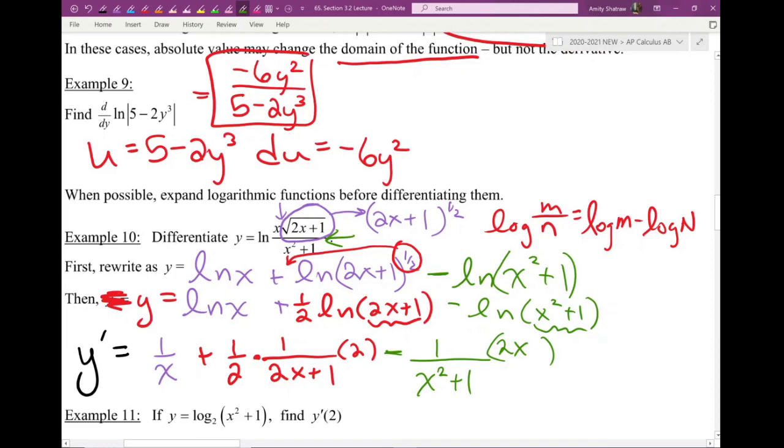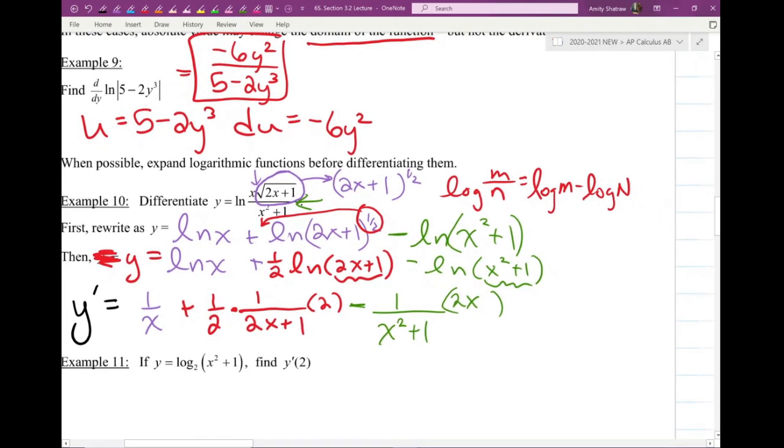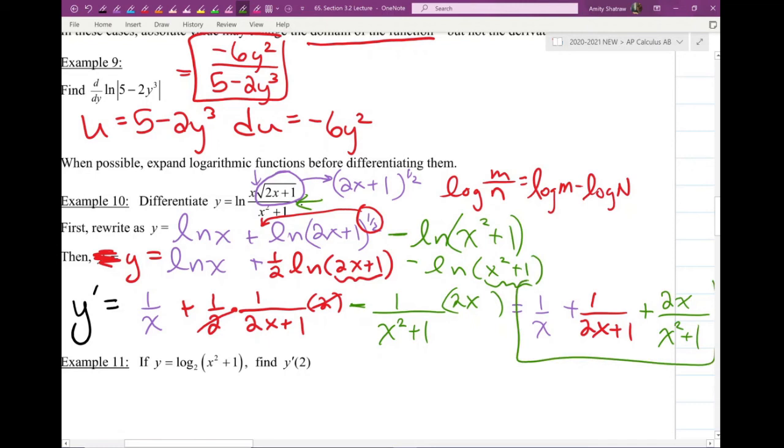And there you go. Now, I am compelled to clean this up. I really want it to look nice. 1 over x plus... these two cancel out. That's why I wanted to clean it up. It just looks nice. Look at this. 1 over 2x plus 1. And then over here, unfortunately, I don't really see anything that gets cleaned up, but I'll put it together so it looks nice. X squared plus 1. Ta-da! That's your derivative. All right? Minus. It was negative here. It will be negative there.